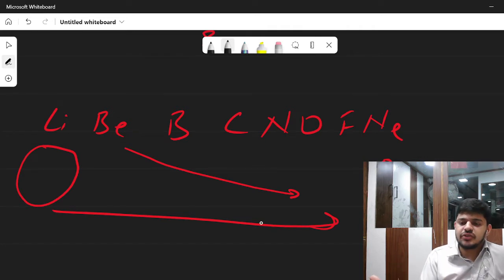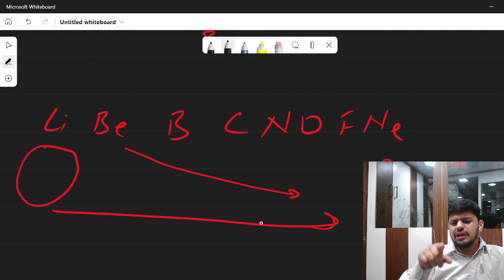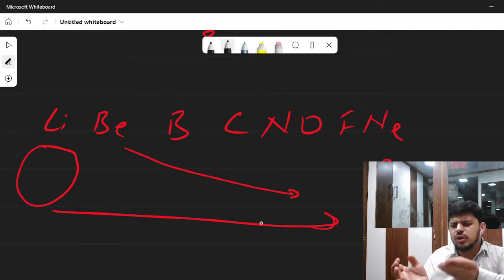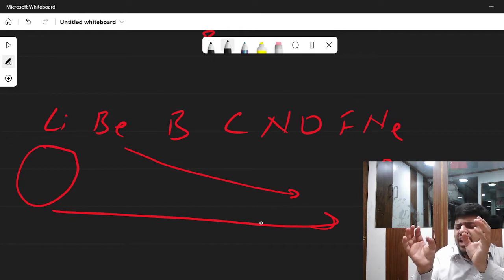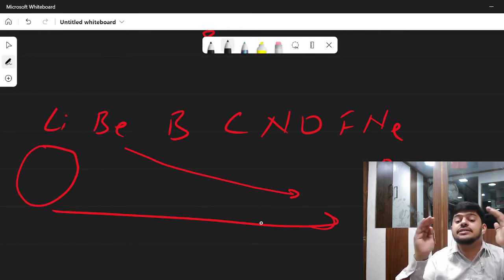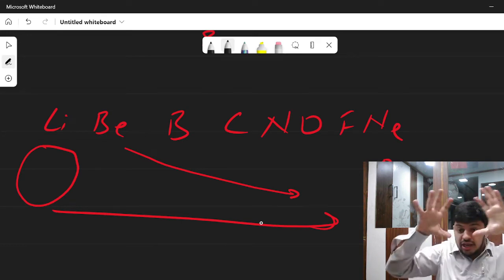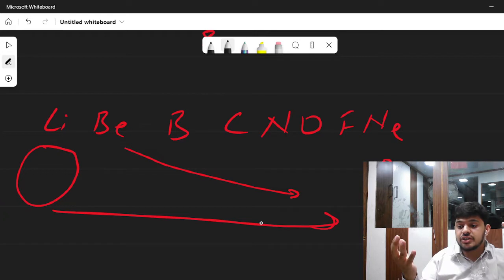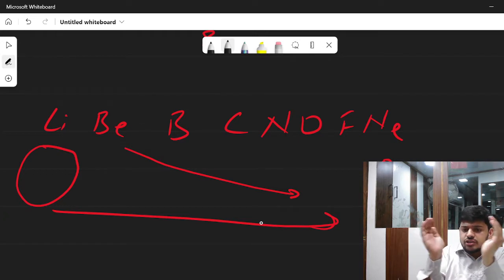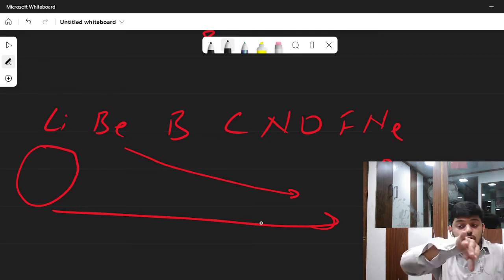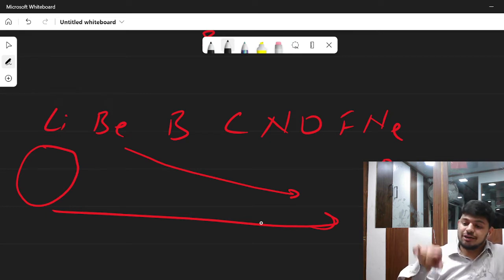Maybe you've studied in the previous classes or in school, but I will tell you, it decreases because lithium has only 3 protons and 3 electrons. Well, 3 protons, 3 electrons, very less attraction, so the size is bigger. Neon, 10 protons, 10 electrons, good attraction, so the size will be smaller. So that's why we say that on moving from left to right in a periodic table, atomic size decreases.